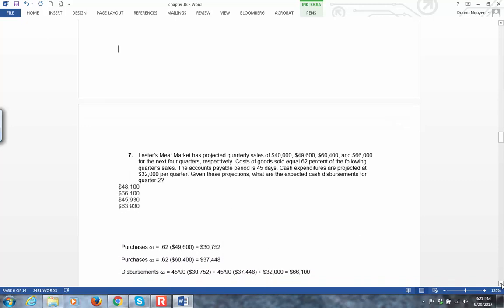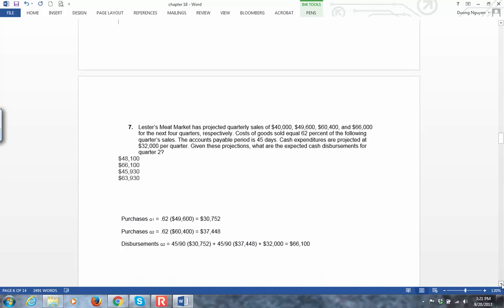Now, quarterly sales are 40,000, 49,600, 60,000, 66,000 for the next 4 quarters. Cost of goods sold equals 62% of the following quarter's sales. Accounts payable is 45 days. Capital expenditures is 32,000 per quarter. What is the amount of cash outflow in quarter 2?